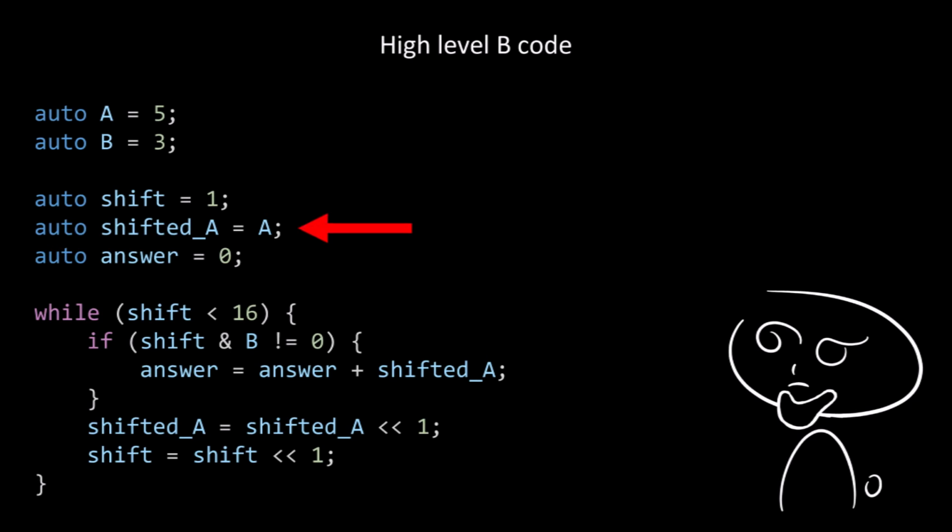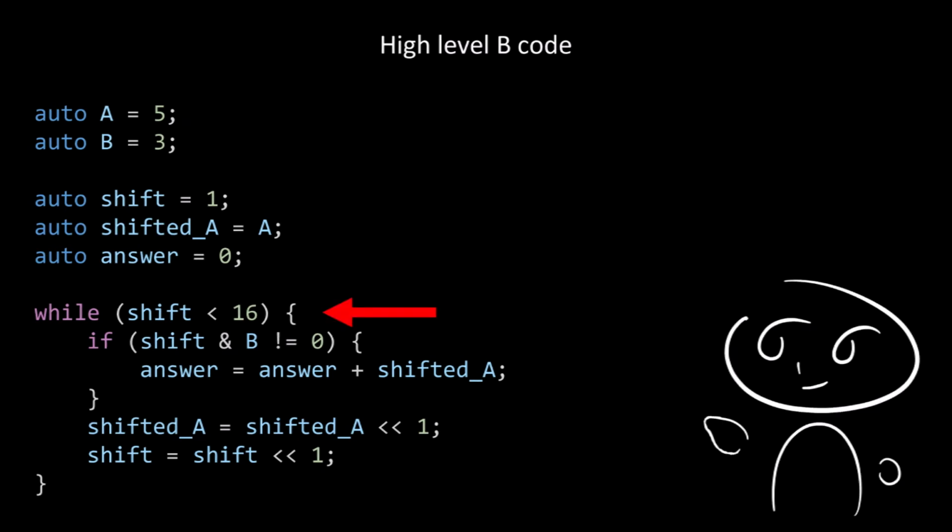Then we set a variable called shifted A equal to A. So this keeps track of the left shifted version of A. Then we set answer to equal 0. For the while loop, we continue doing the while loop provided that the shift variable is less than 16, or 2 to the power of 4.